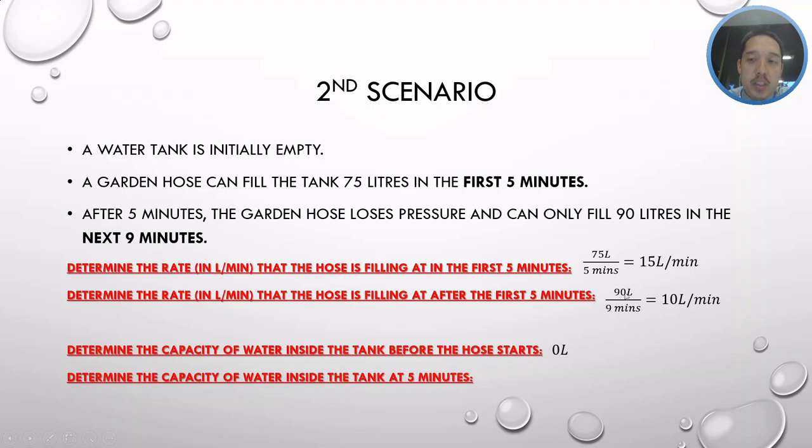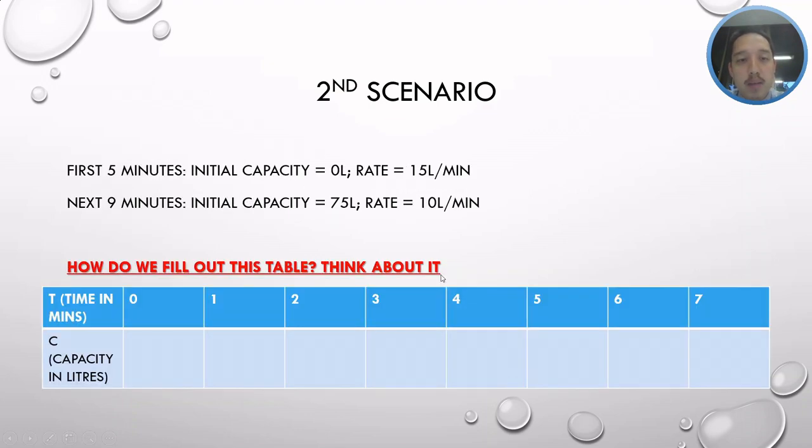So in this case, we just take 15 liters and we times it by 5, and we know it's going to fill out 75 liters. Or ideally, I guess another way to say it, it tells you that the garden hose can fill the water tank at 75 liters in the first 5 minutes. So it implies after 5 minutes, 75 liters has been filled. Okay, so no real calculation needed there.